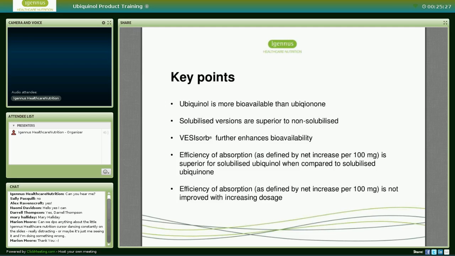However, the efficiency of absorption, as defined again by the net increase per 100 milligrams, is not necessarily improved with increasing dosage.